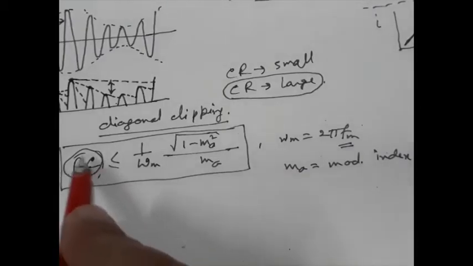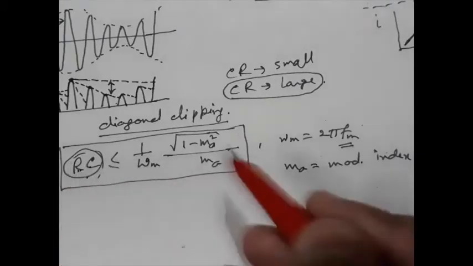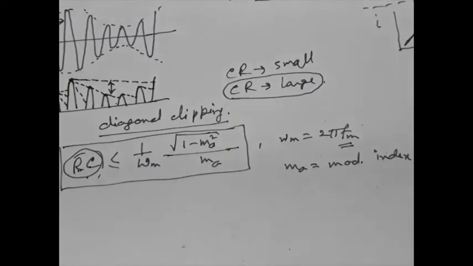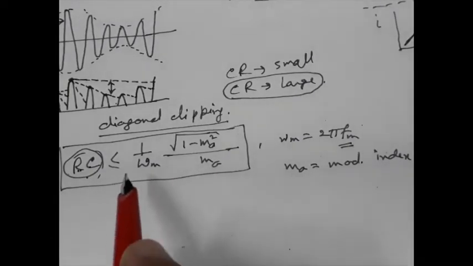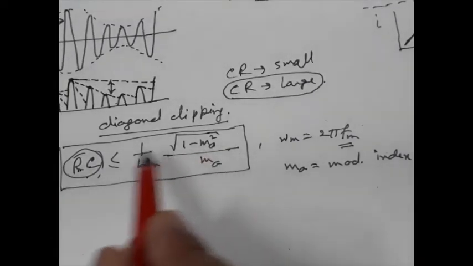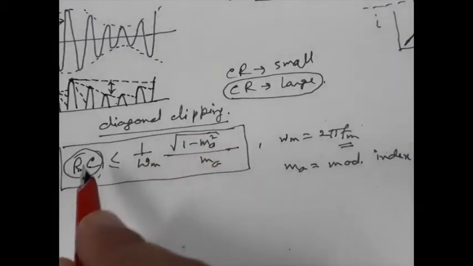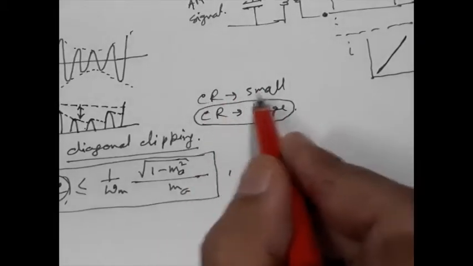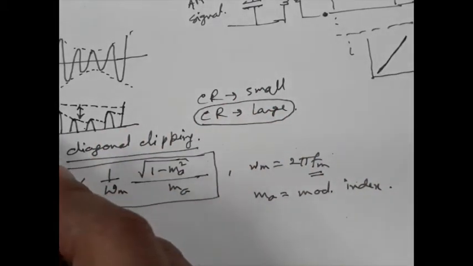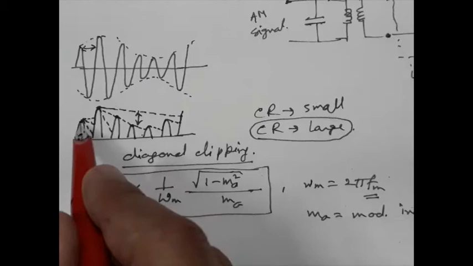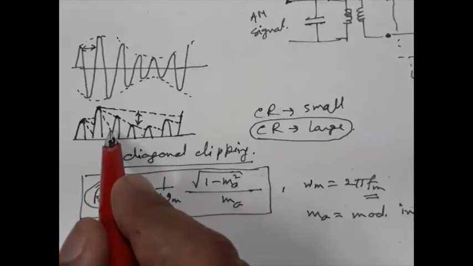So put those values of R and C and then you reduce it in this way. It's a practical procedure, but still we have some mathematical manipulation so that we can avoid this diagonal clipping. But keeping in mind, if we reduce this RC very small, then the amount of distortion will be very high.